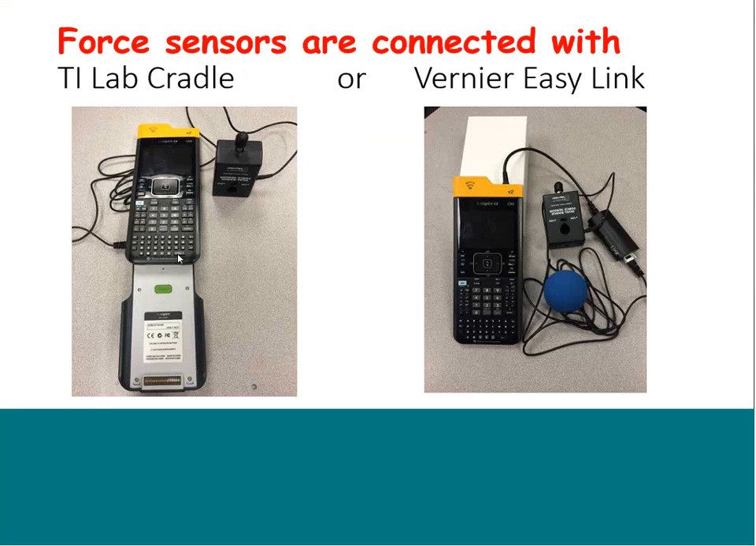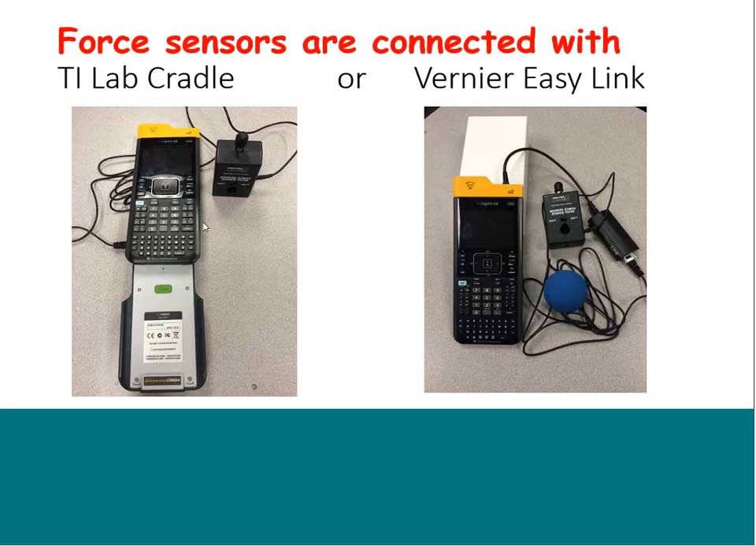The way that you collect the data, if you're new to this, is you can use the lab cradle, and this is the TI lab cradle. You just plug the force sensor into the side over here, and you slide the Nspire right in there, and that acts as your interface. The lab cradle allows you, if you had multiple probes and wanted to do more complicated experiments, to collect 3 analog and 2 digital. So you could use a motion detector along with the force sensor if you wanted to.